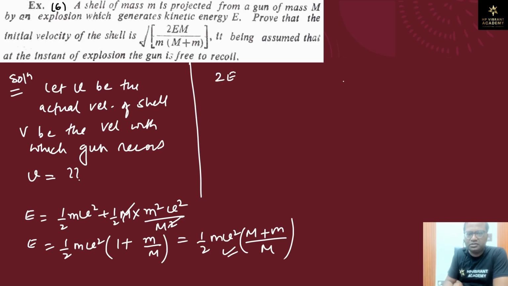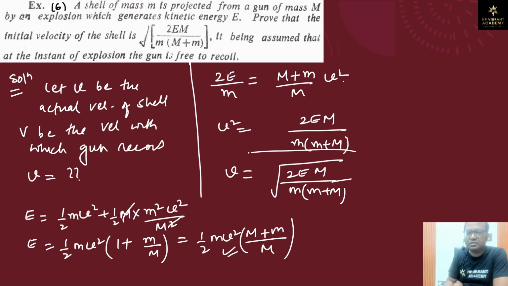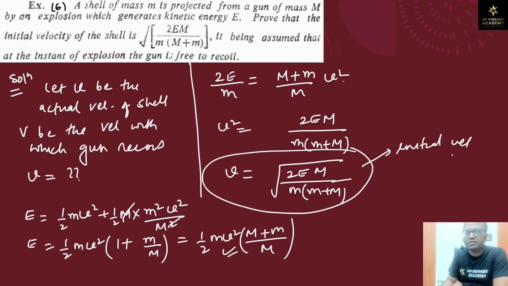So we have 2E upon m is equal to capital M plus small m upon capital M into v square. So we have v square is equal to 2EM upon m into m plus capital M. So we have v is equal to root under of 2EM upon m into m plus capital M. Okay, this is the initial velocity of the shell.